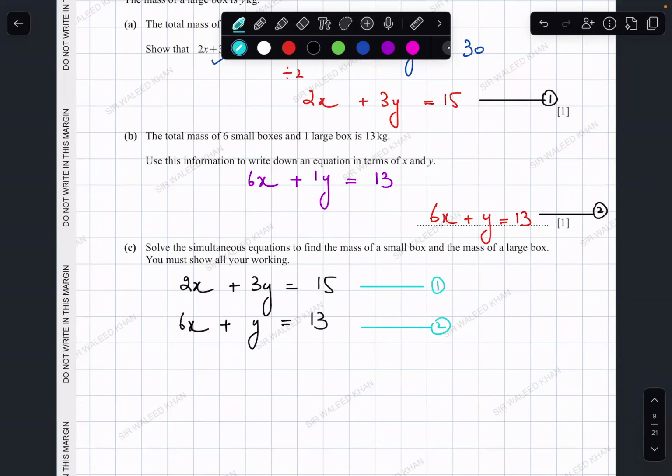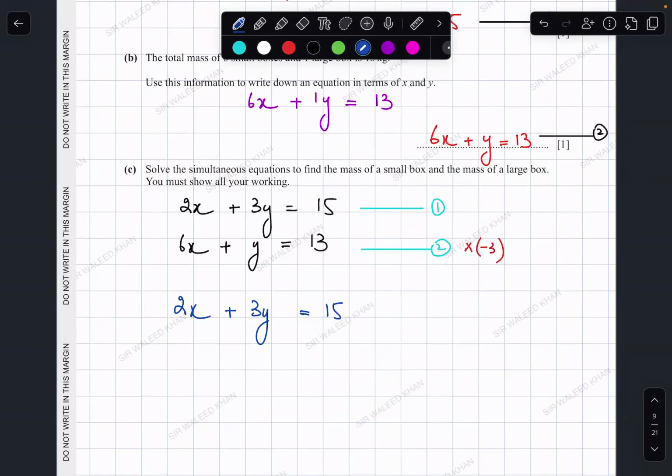So to match this, one of the variables, let's match the variable y. So it's 3y over there. I want to match it with 3y, but with the negative side. So I'm going to multiply the second one with the negative 3. This would be 2x plus 3y is equal to 15. And the second becomes minus 18x minus 3y is equal to minus 39.